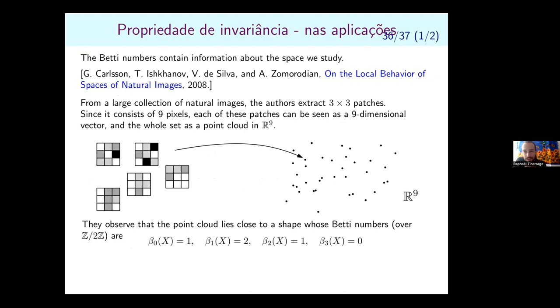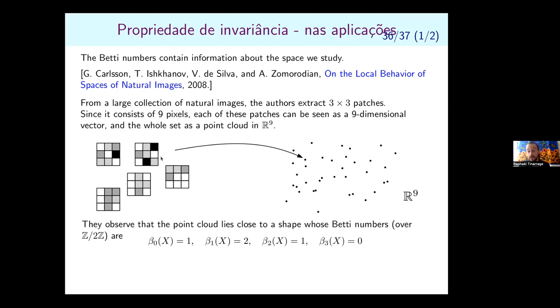That really gives the taste of TDA. This is a very famous paper. The authors study the space of natural images. So what they do, they take a huge collection of images and they extract 3x3 patches, right? 3x3 little images. The images are in grayscale. So in the end, a patch like that is simply a point in R9, right? The grayscale is between 0 and 1.